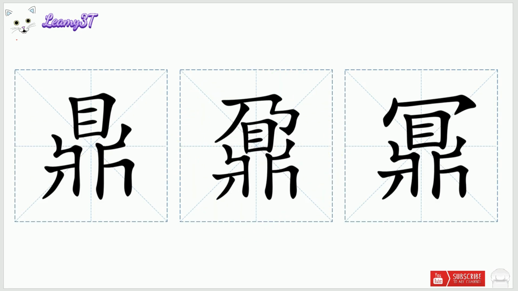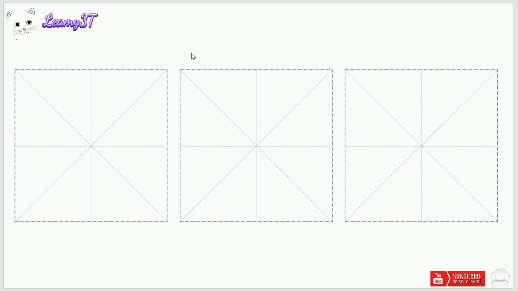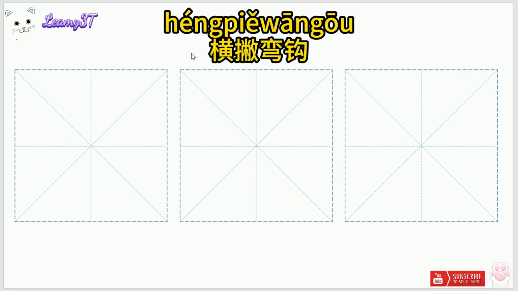Have you found everyone? Let's check. 竖折折, 竖折折, 竖折折. The third stroke is 横撇弯钩.